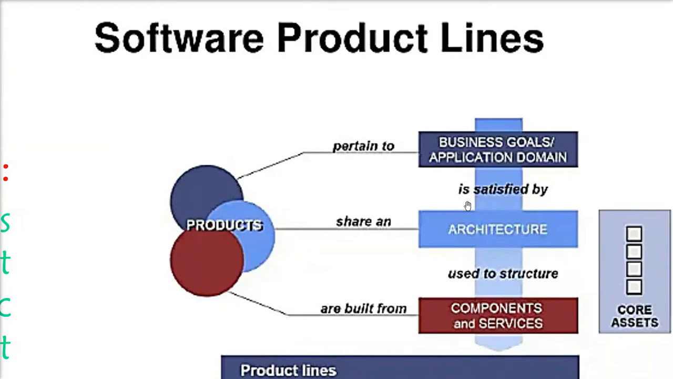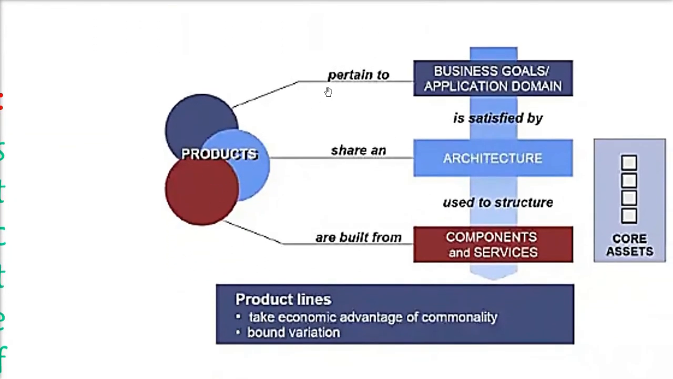Now see here, I'm talking about products. There are three products in three different circles you see. The first may pertain to some business goals, some application domain. For example, you are making software for GIS, Geographic Information System. There is a business goal. People who are planning a city, or hydrology people, everyone is using it, and it is satisfied by the architecture, because all these three software which you see here, as an example, share the same software and also use the same component services.